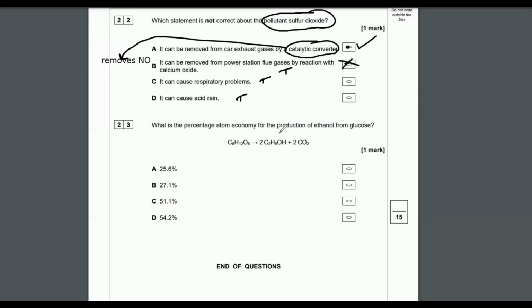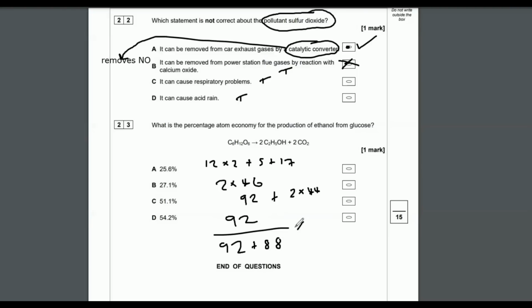Right, what is the percentage atom economy for the production of ethanol from glucose? So this is the final question, and all I've got to do here is do 2C2H5OH, 2 molecules of ethanol, over the total product, so over 2C2H5OH plus 2CO2. So I want to work out what the Mr of glucose is, and it's 46 times 2 is 92 because we've got 2 ethanol. So I'm going to do 92 over 2 ethanol plus 2 carbon dioxides, which is 92 plus 88, which is 180. So 92 over 180 times 100 is just over 50%. It's going to be 51.1%, roughly speaking.